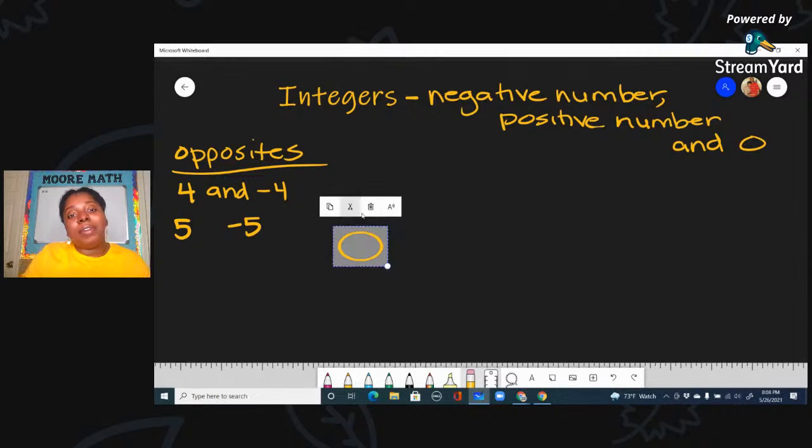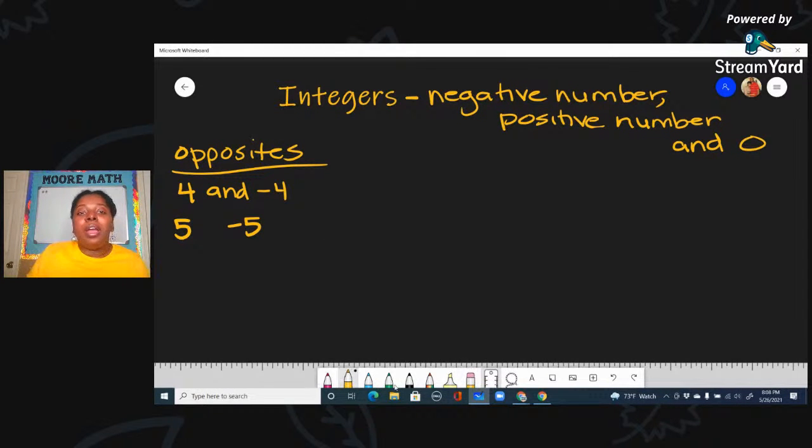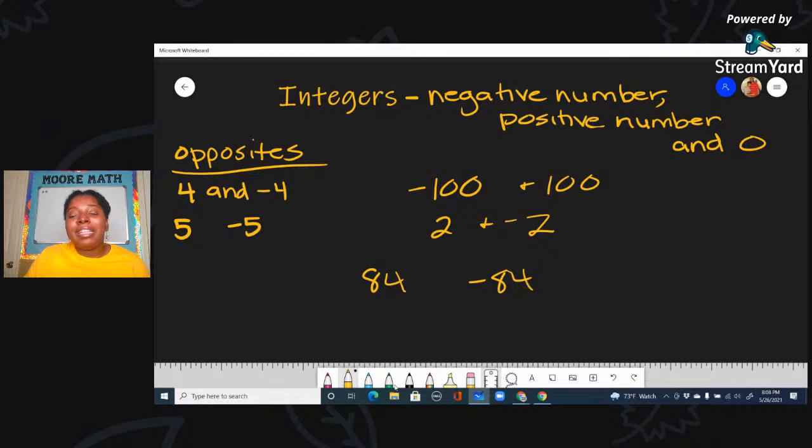Okay, so we have 100 and -100, 2 and -2. What else? Give me some other numbers. 84 and -84. These are opposites because if you look at a number line and start at 0, they're the same distance away from 0 on a number line. Okay, so that's integers. That's how you would graph integers. That's integer opposites. And I'm going to bring our first guest on.